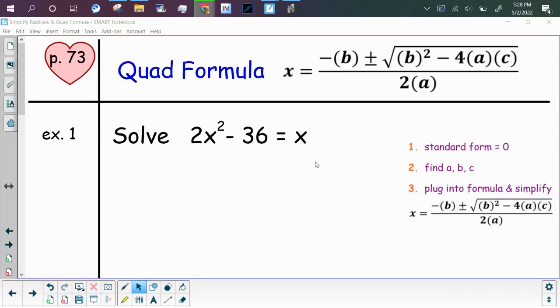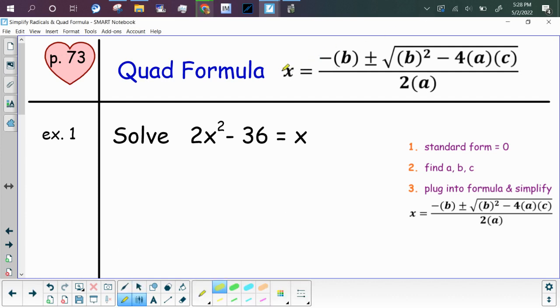Okay, welcome. We're on page 73 today, and we are going to be doing our quadratic formula examples. I know we wrote the quadratic formula yesterday, but at the top of page 73, I want you to write up top "quad formula" and make sure you write this exactly as you see it.